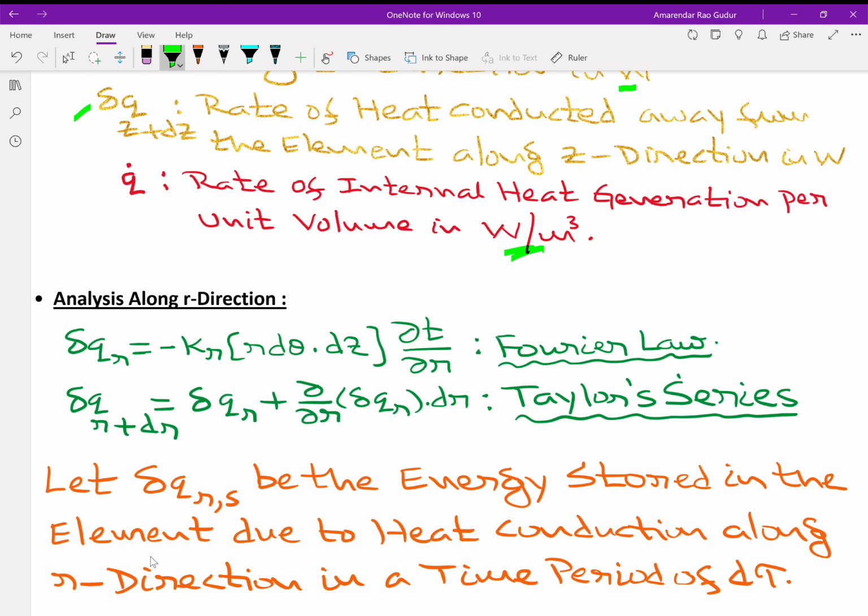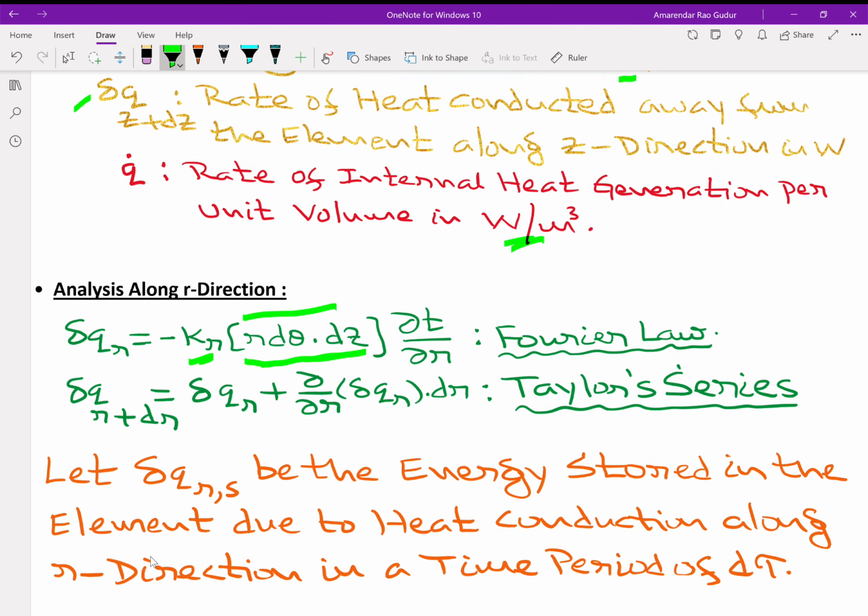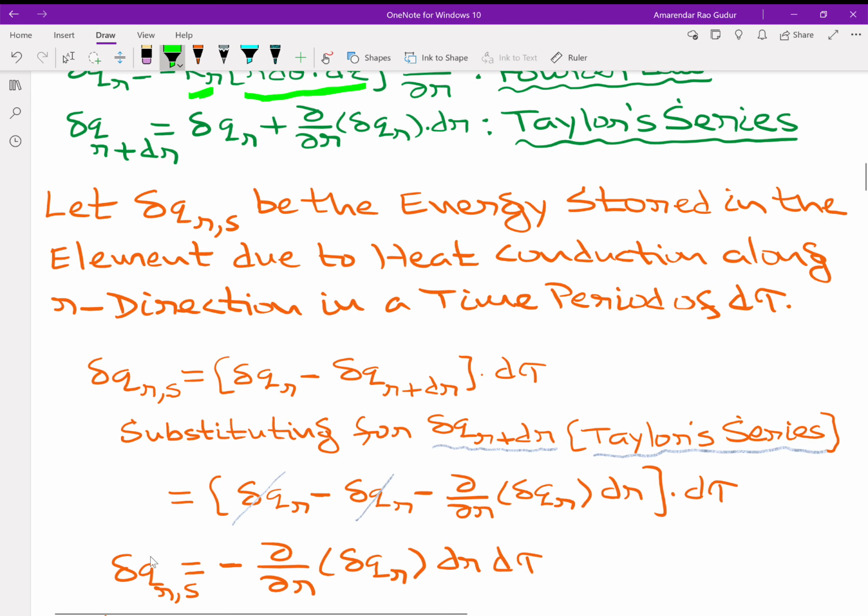Del qr is minus kr, r d theta dz, del t by del r. And we may note that kr is the thermal conductivity of the element along r direction, and r d theta into dz is the area available for heat transfer along r direction. Then del qr plus dr can be expanded into Taylor series as del qr plus del by del r, del qr dr.